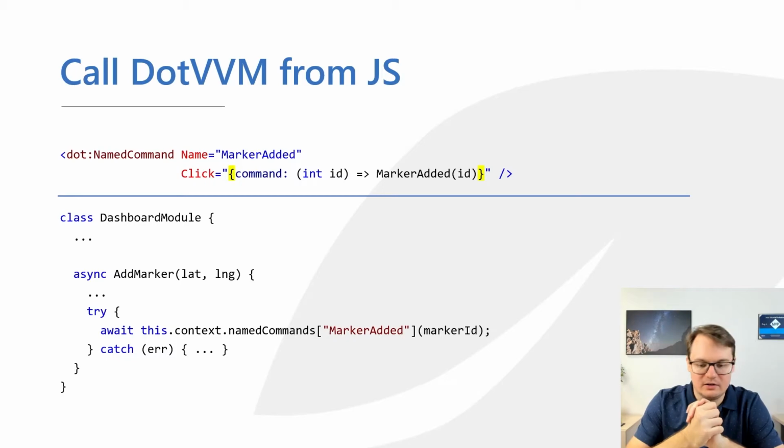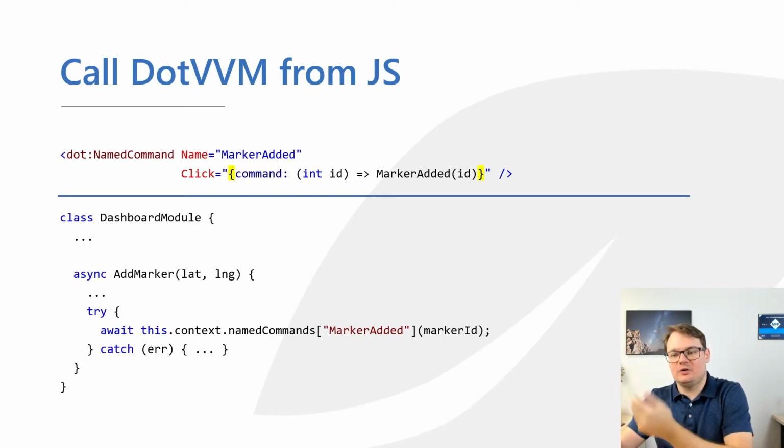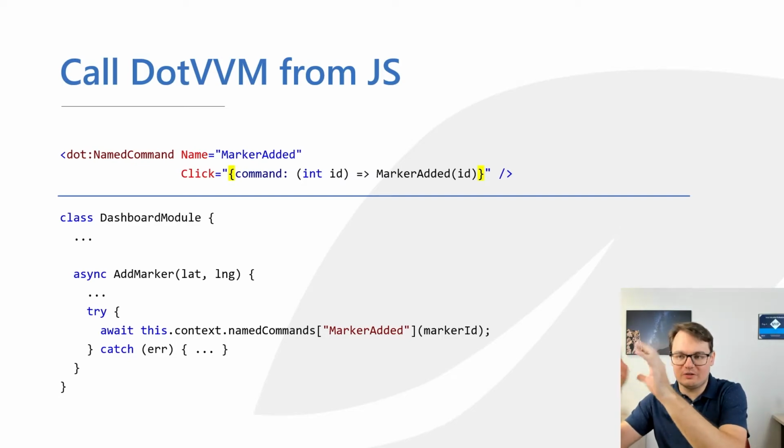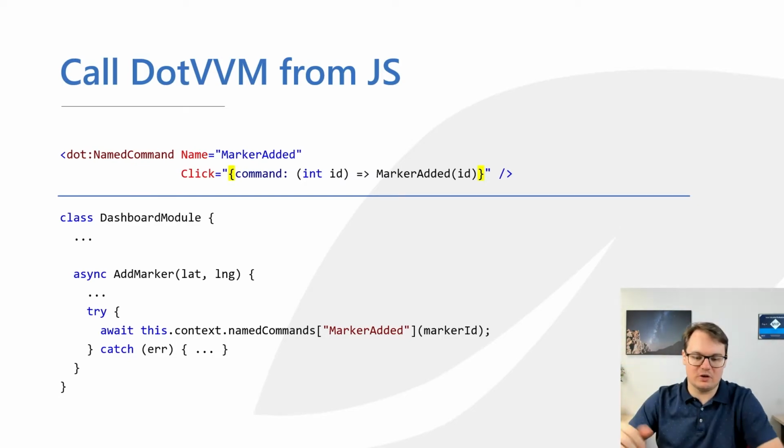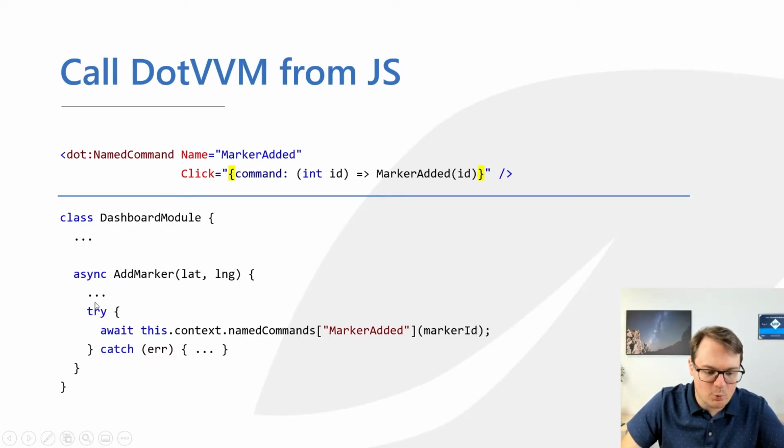And sometimes you need to do the opposite thing. For example, if the user clicks on the marker in the map, you need to notify .vvm, okay, something has changed, do something in the view model or send something to the server. So you need to do some kind of action based on a JavaScript event. So basically, in your event handler, you can do this.